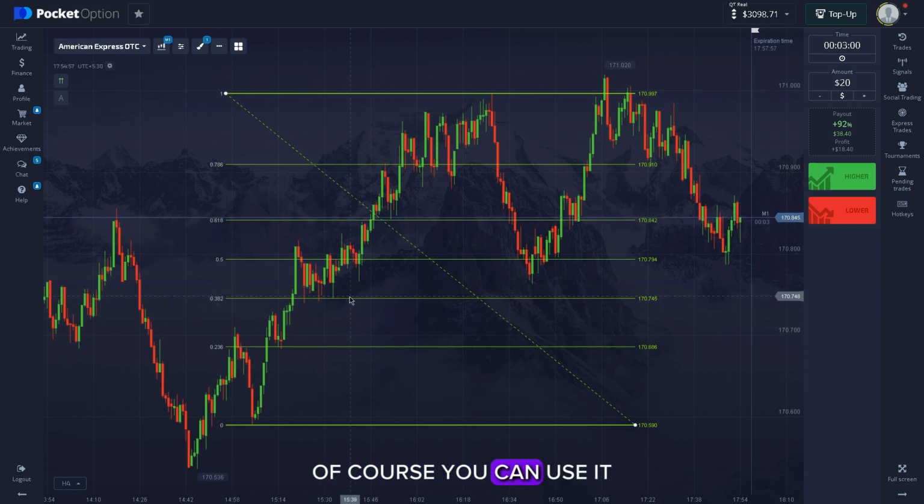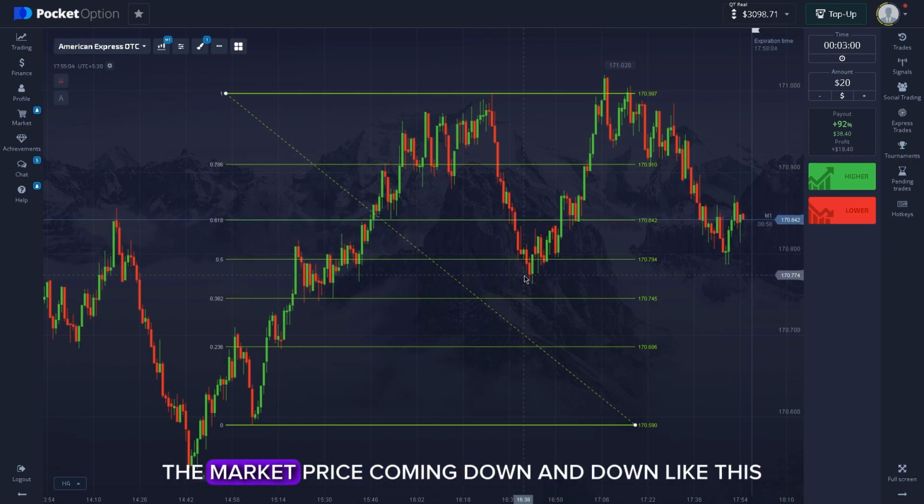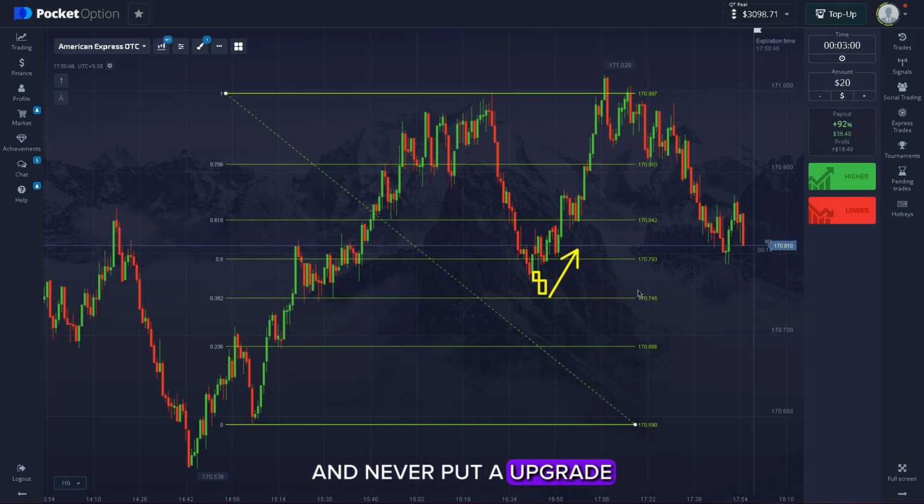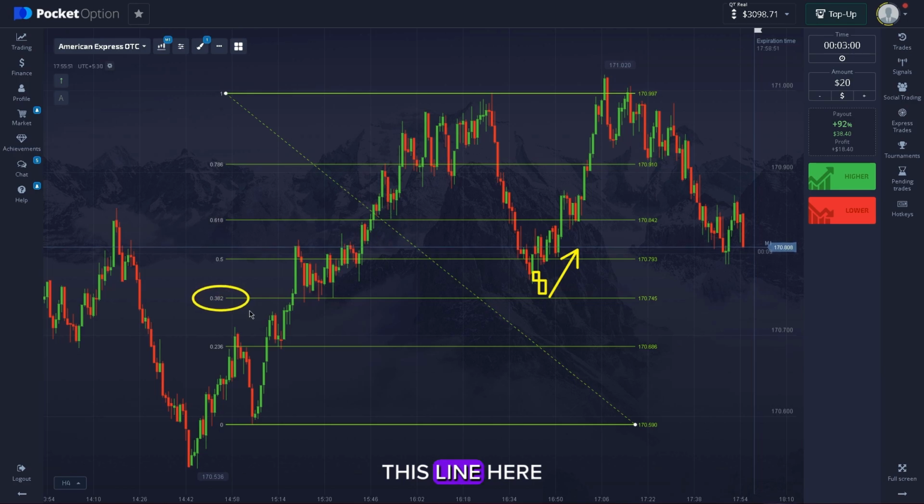Of course, you can use it with that, but never ever trade just because you see the market price coming down and down like this, and never put an up trade just because you saw this line here. Never ever trade just on the basis of Fibonacci.